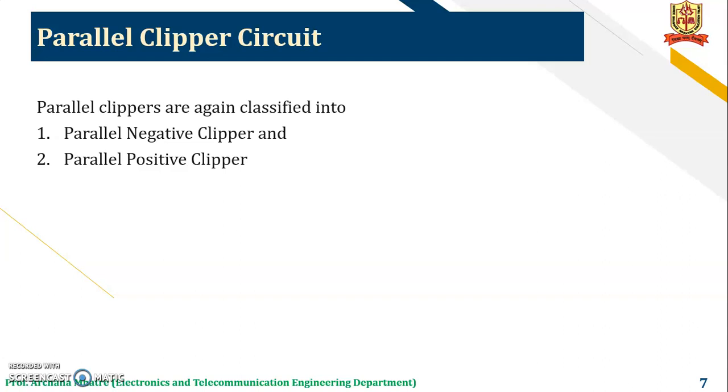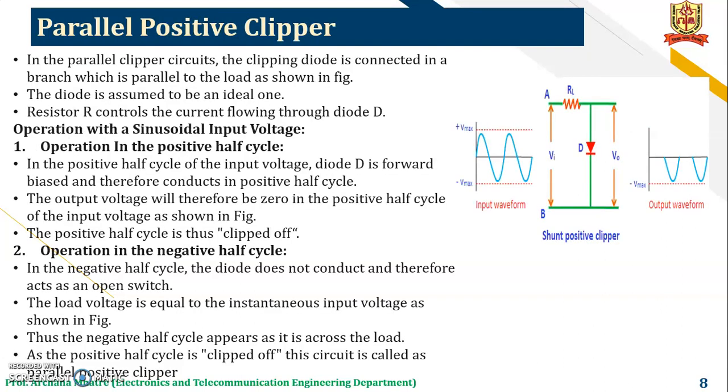Now next is the parallel clipper circuit. The parallel clipper circuit is again classified into two types, parallel negative clipper and parallel positive clipper. First we will see parallel positive clipper. So this is the circuit diagram for parallel positive clipper. In the parallel clipper circuit, the clipping diode is connected in the branch which is parallel to the load as shown in the figure. The diode is assumed to be an ideal one. Resistor R controls the current flowing through the diode D.